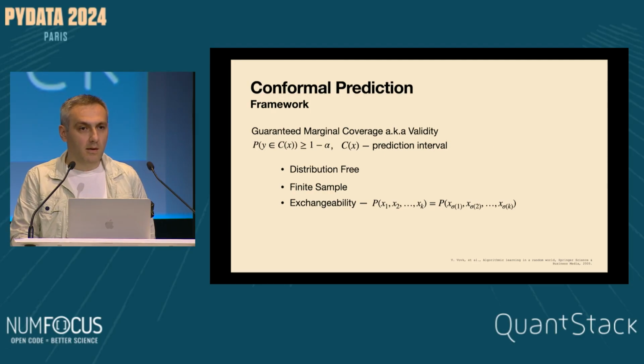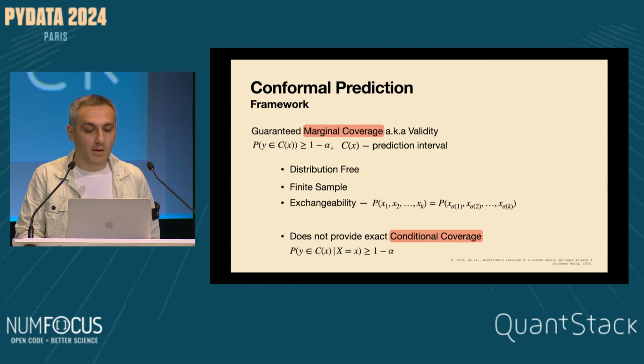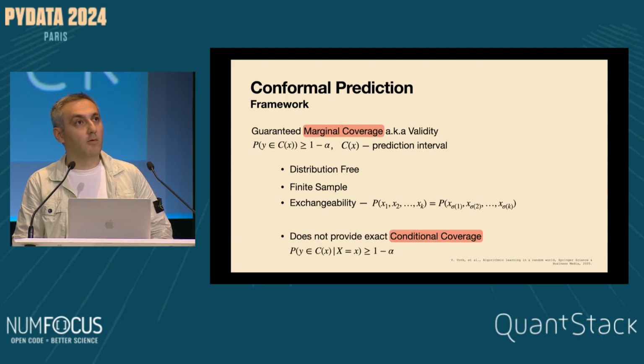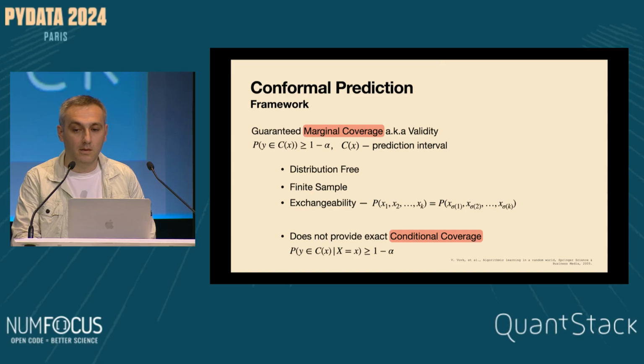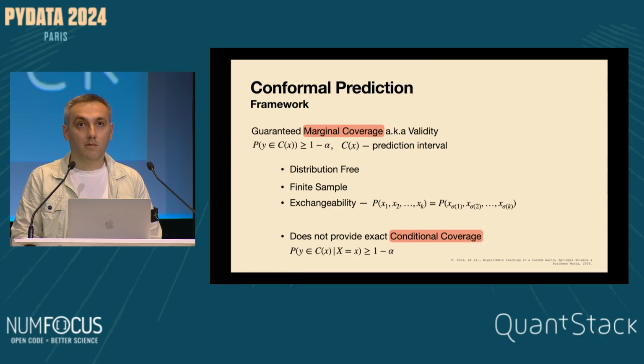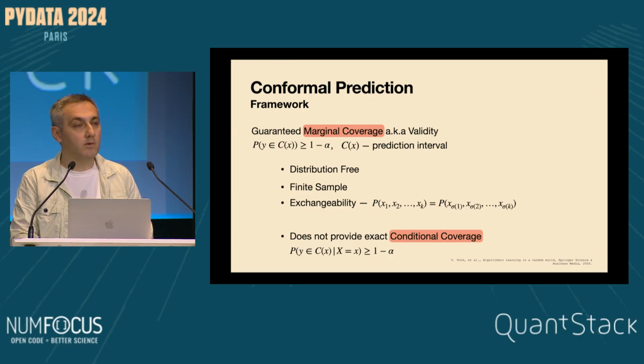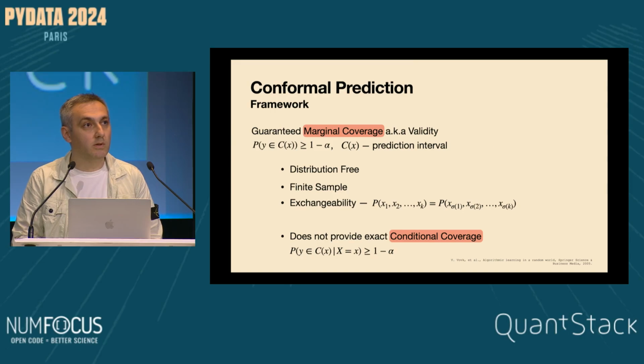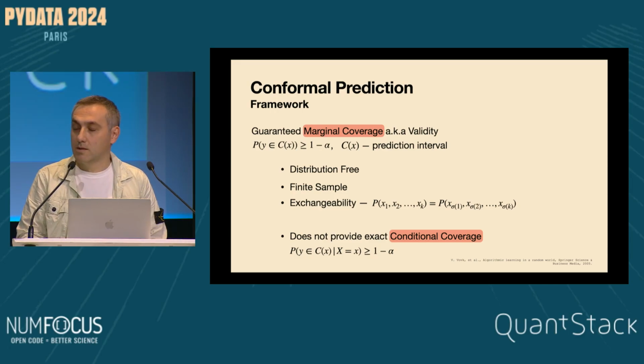So the only important thing that vanilla conformal prediction doesn't provide us with is the conditional coverage. So what does it mean to have conditional coverage? This means that the probability of the true value falling in the prediction interval, given value x, is 1 minus alpha. That's not provided by split conformal prediction, for example.